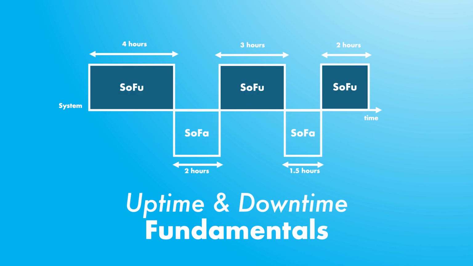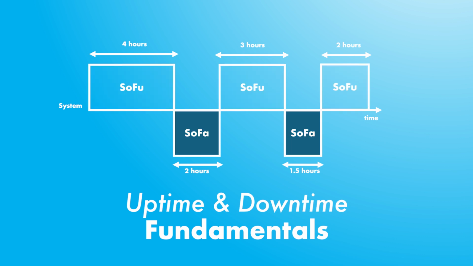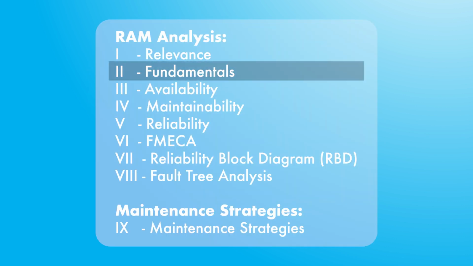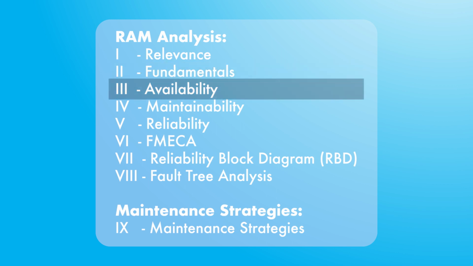To calculate uptime, we need to add the times in which the system is in a state of functioning. Conversely, to calculate the downtime, we need to add the times in which the system is in a state of failure. In this section, we have explored the meaning of the functionability profile. Moving forward, we will delve into the three dimensions of RAM, beginning with the topic of availability.